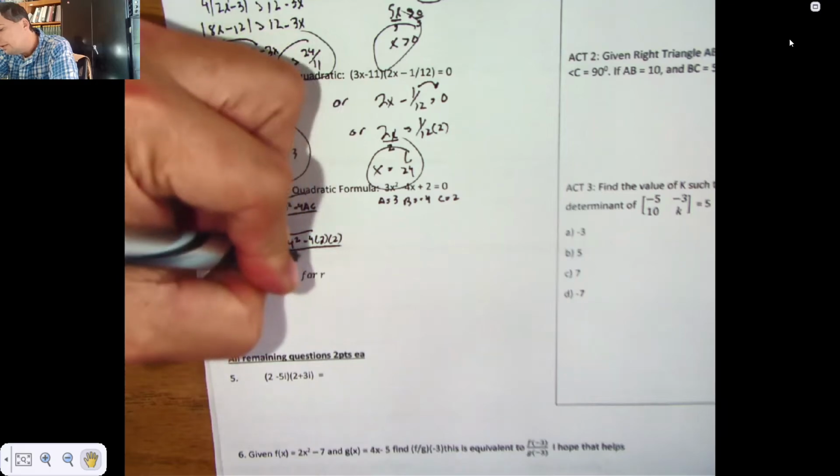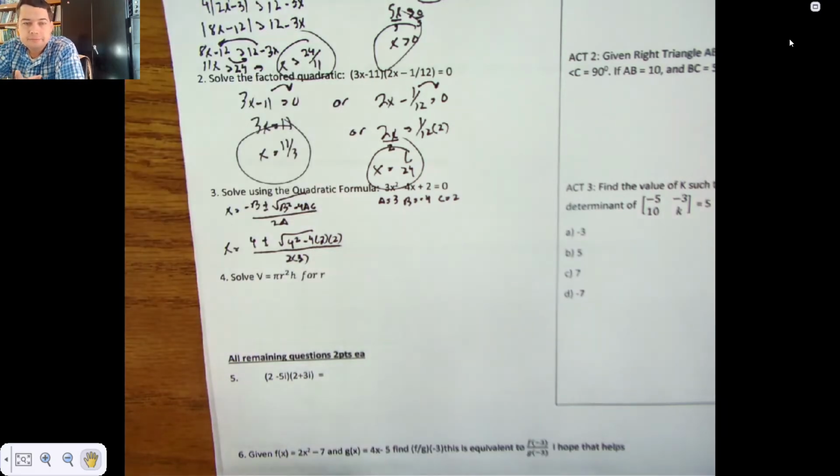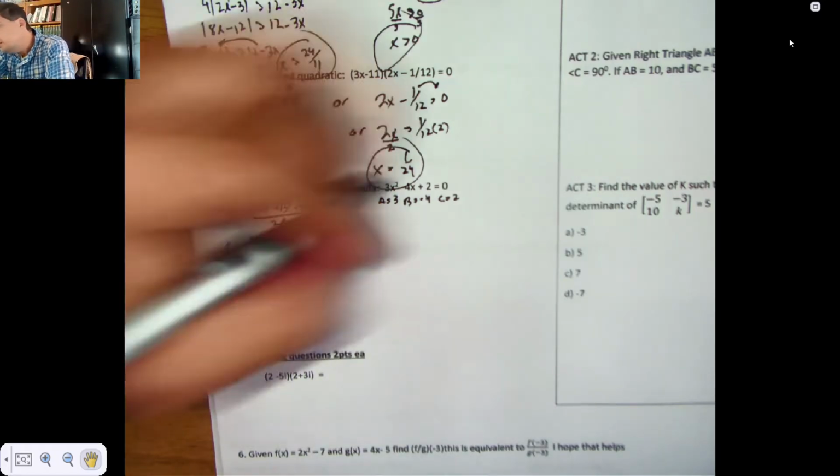All over twice a. So I just plugged everything in. I can give you a point of 3 for that. If you can plug stuff in and show me that, I can give you something.